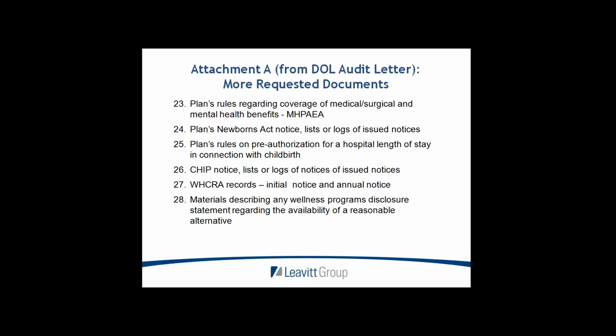The next part of the list from the Department of Labor: plan rules regarding coverage of medical, surgical, and mental health benefits, Mental Health Parity and Addiction Equity Act requirements; plan notices on newborn rules on pre-authorization on hospital length of stay in connection with childbirth; the CHIP notice of the Children's Health Insurance Program; lists or logs of notices that you issued; the WHCRA records, Women's Health and Cancer Rights Act, your initial notice and your annual notice; and if you have a wellness program that meets certain requirements, they'll want to see materials describing it and making sure that you have the required statement about the availability of a reasonable alternative standard. So you want to have those items in your file.